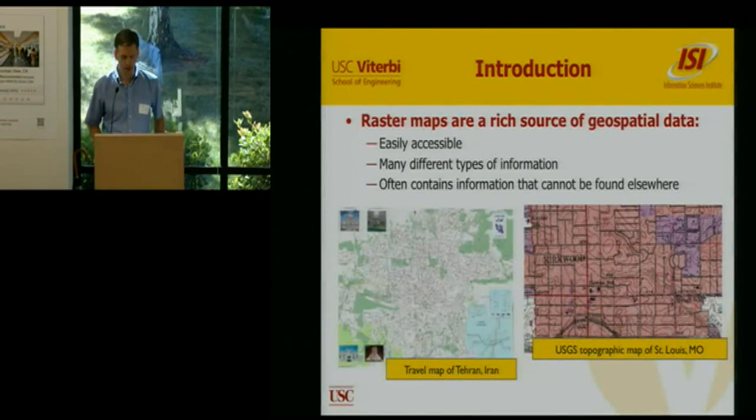So a couple examples on the slide here. On the left we have a travel map of Tehran, which is quite detailed. It has all the names of the streets. You can't really see it in this picture. It has locations of gas stations, all this kind of interesting stuff that a traveler might want to know. And on the right, we have a USGS topographic map of St. Louis, Missouri. And I like this map just because it has a lot of detail and also has a lot of historical information. The USGS has these topo maps going back into the 1850s. And they contain a lot of interesting historical information about where the roads were, where the buildings were over different periods of time.